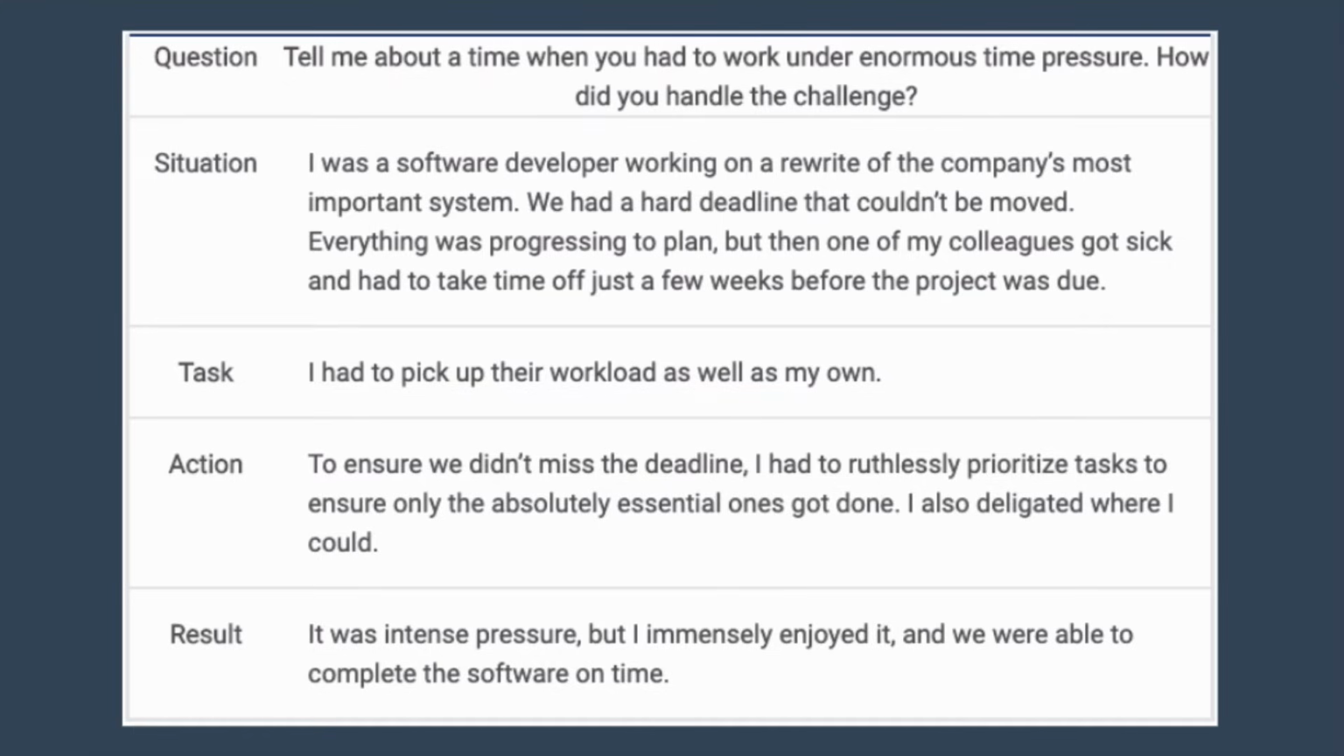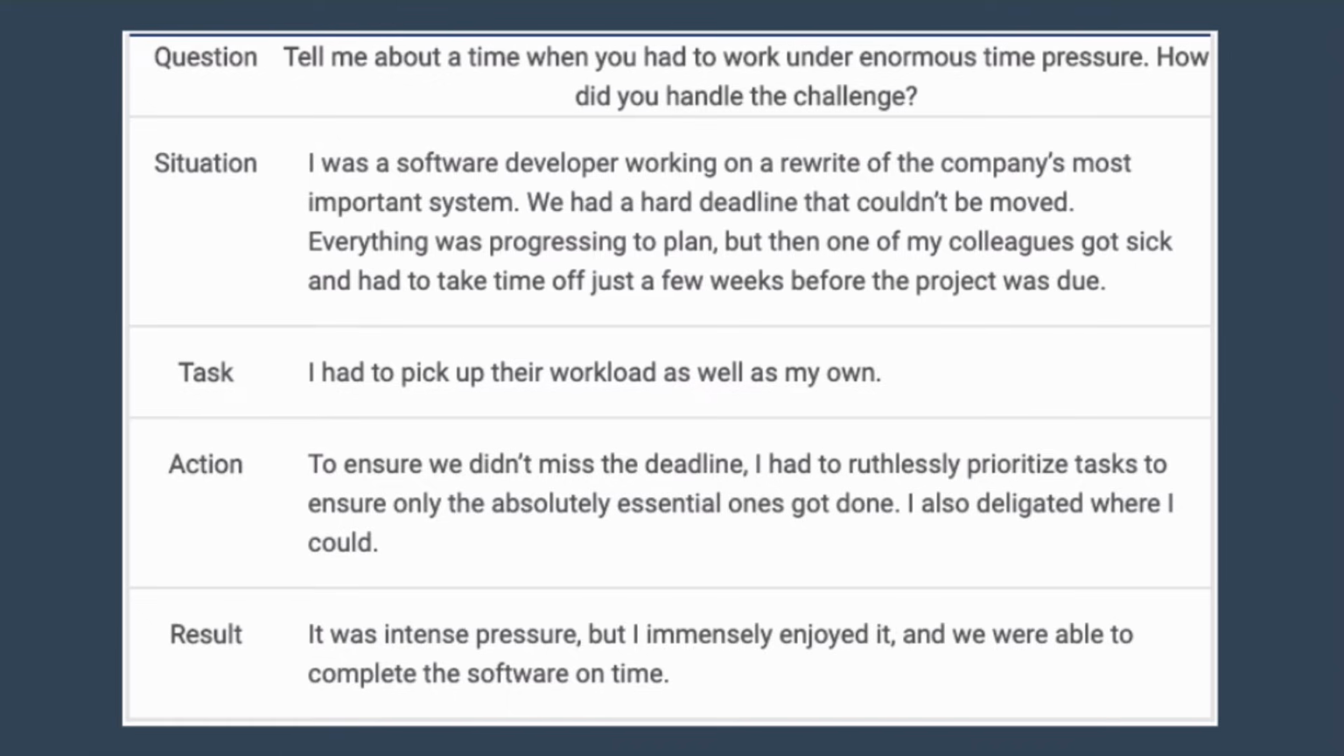Everything was progressing to plan, but then one of my colleagues got sick and had to take time off just a few weeks before the project was due. So in terms of task, I had to pick up their workload as well as my own. So what action did I take? Well, to ensure we didn't miss the deadline, I had to ruthlessly prioritize tasks to ensure only the absolutely essential ones got done. I also had to delegate where I could.